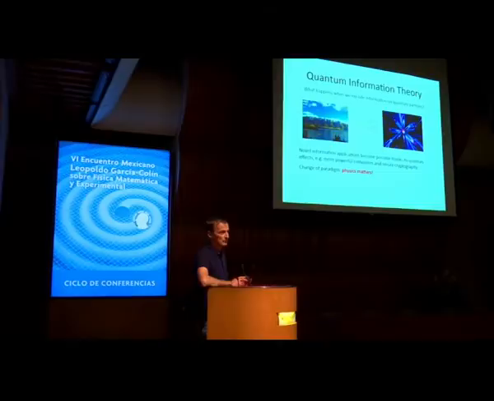Information is just about, I mean, what is a bit? A bit is something that you do with two alternatives. You encode a zero in one alternative.